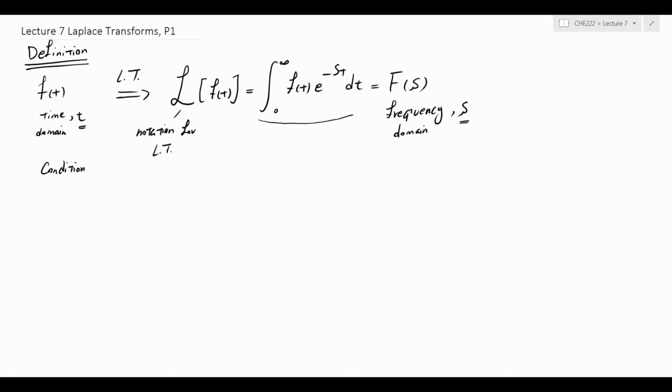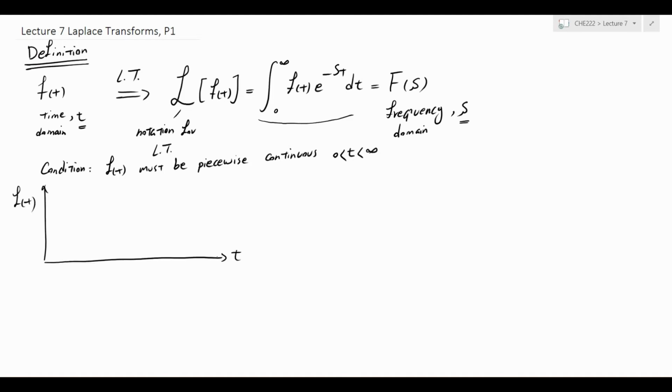And that condition is f(t) must be piecewise continuous over the range of t between 0 and infinity. And piecewise continuous functions are those that within the interval may have some discontinuity, but in each subinterval they are continuous and they have a finite value at the end of the subinterval. So for example, something like that.